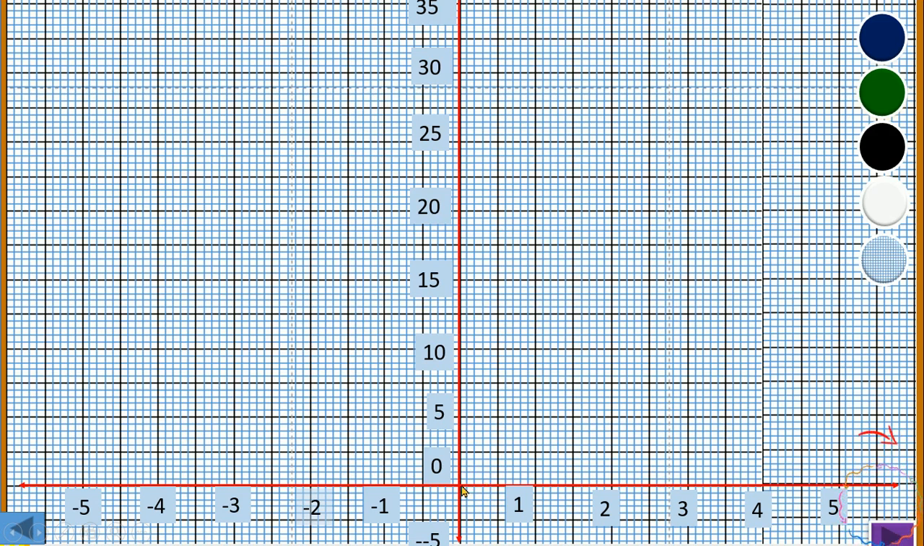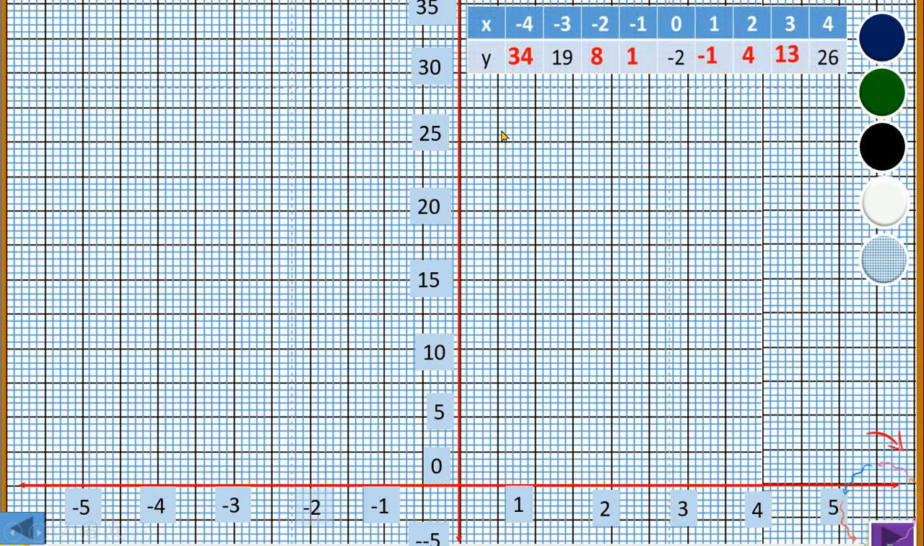Now, looking at the x-axis, 2 centimeters is equal to 1. And we have 10 small squares. 1 divided by 10, meaning that 1 small square is 0.1. Now, with this scale in mind, we are going to plot the graphs.